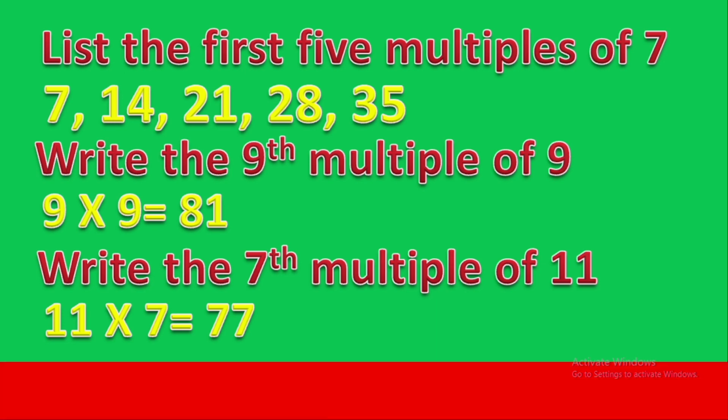We need to remember a few things, like multiples are endless. Why? Because if I tell you to write all the multiples of 7, you will keep on writing 7 ones are 7, 7 twos are 14, 21, 28, 35, then 7 sixes are 42. It will go on and on and on. So that is why we say multiples are endless.